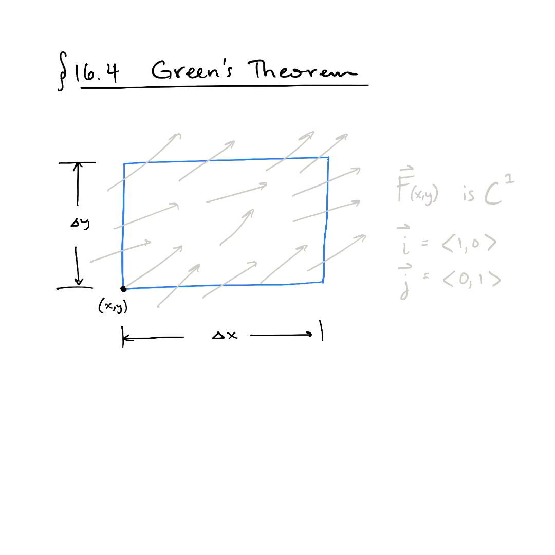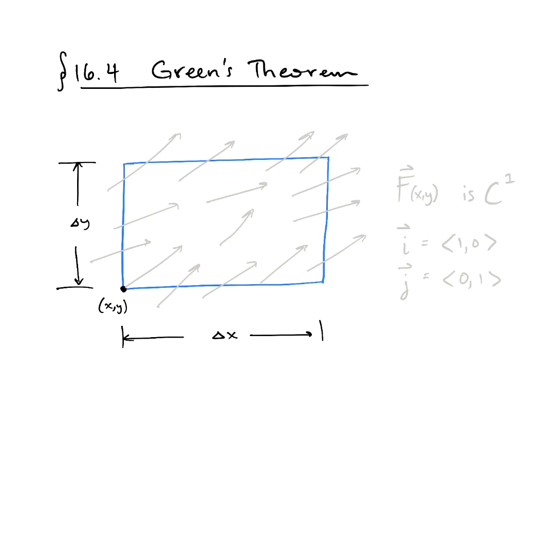Those light gray arrows are some vector field in the xy plane. So at every point x comma y, there is some arrow. The vector field in this discussion is C1. Remember, all that means is the first partial derivatives of both components of the vector field F are continuous. And i and j stand for our classic unit vectors in the xy plane. So i is the vector 1 comma 0, and j is the vector 0 comma 1.